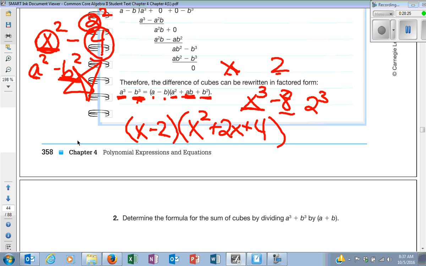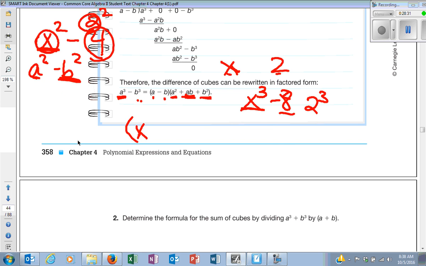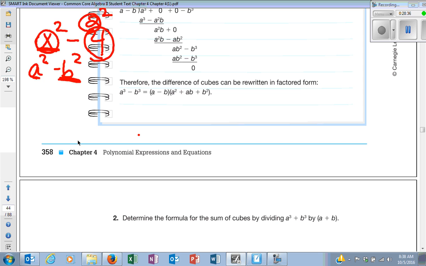Now, the other form looks like this. The other form is almost identical. If you have A cubed plus B cubed, it equals this. Now watch how you can tell that this is how I remembered it.